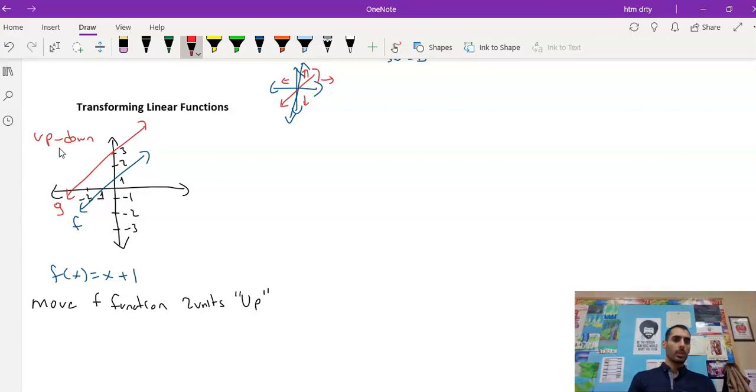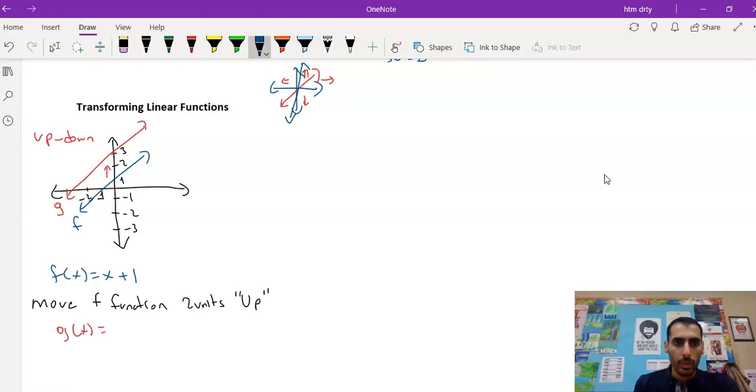That's a new one, that's why we name it a new name, we put g. Alright, so this g function is going to be here. How is it going to change? This g function is going to be 2 up, right? So that means the y-intercept is going 2 units up.